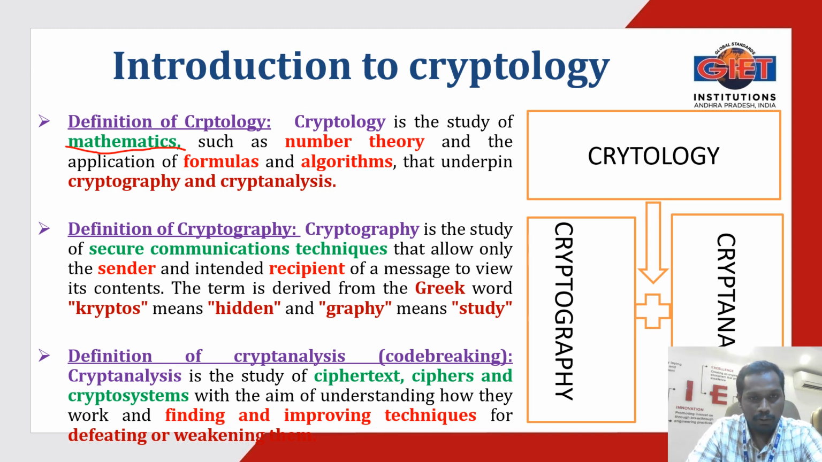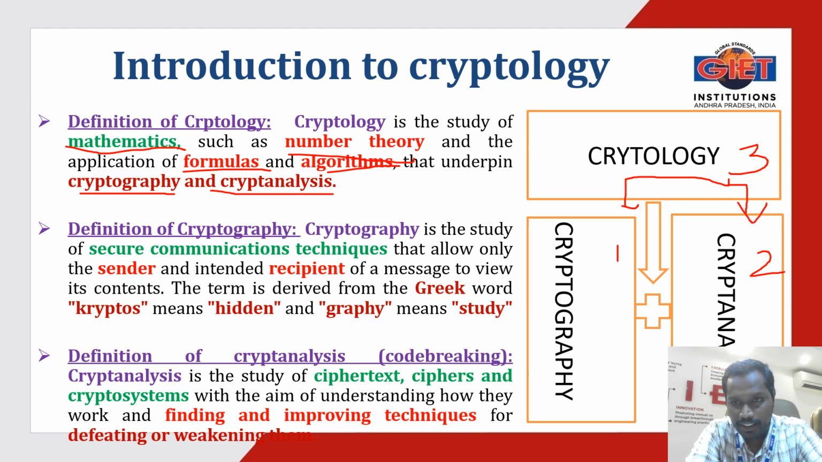Mostly it will be working on number theory, and then based on some formulas and algorithms that together we consider as cryptography and cryptanalysis. So cryptology is cryptography plus cryptanalysis. So 1 plus 2 is equal to 3, right? So 1 is cryptography, and 2 is cryptanalysis. Combined together, we call that cryptology.